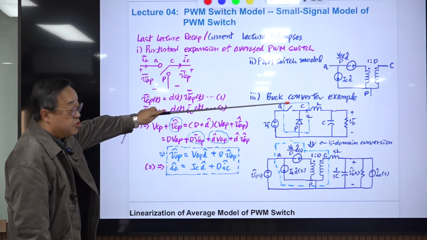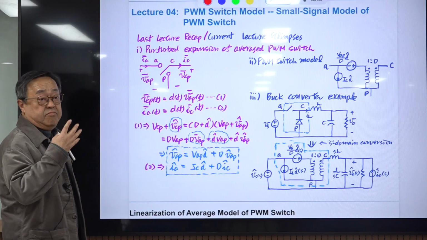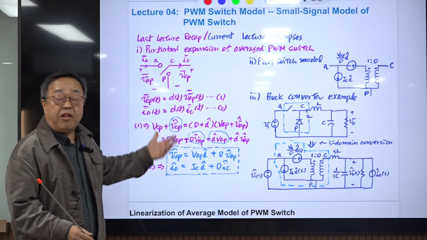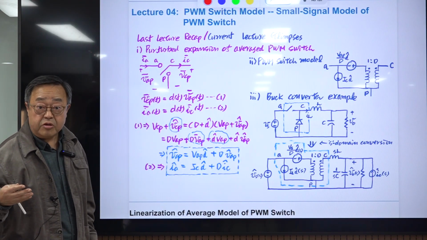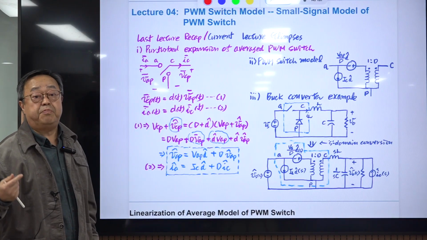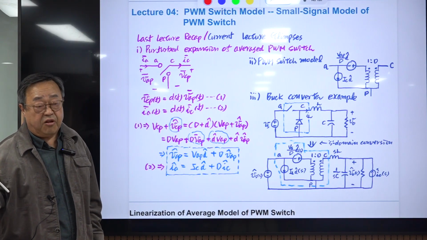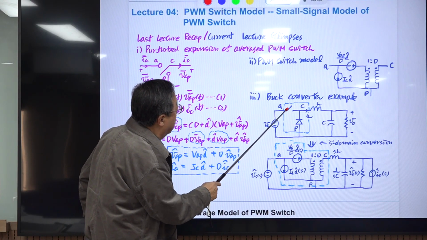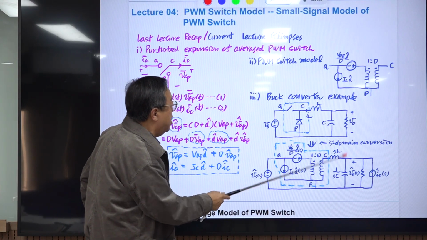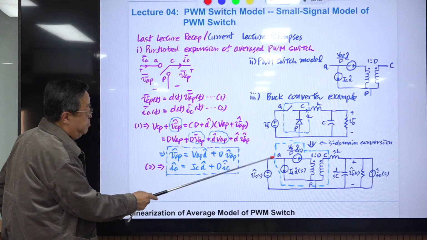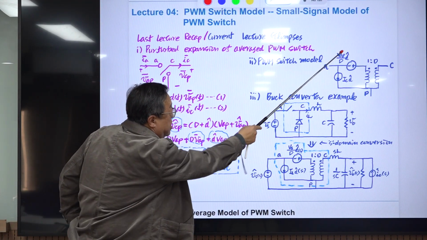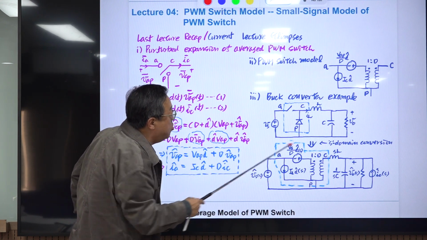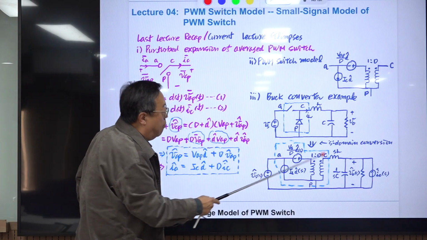This is the buck converter example. I'm always using the buck converter as an example, but this can be generalized to any PWM converter, and the details will be discussed in the upcoming lectures. So we have this buck converter and this PWM switch, and the small signal model is simply obtained by replacing this with this, pin-to-pin. So this is the small signal model of the buck converter.